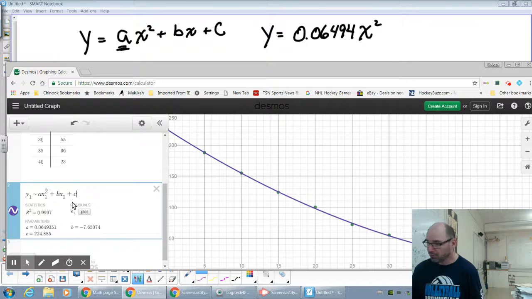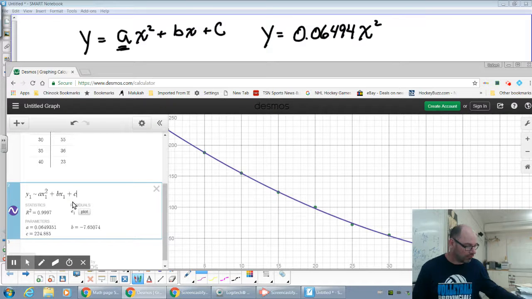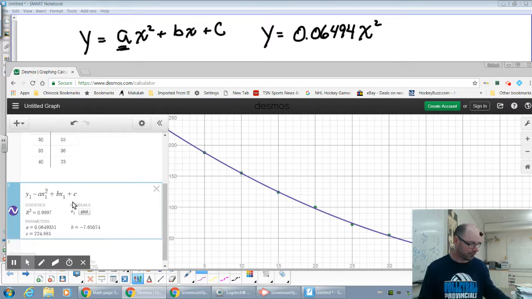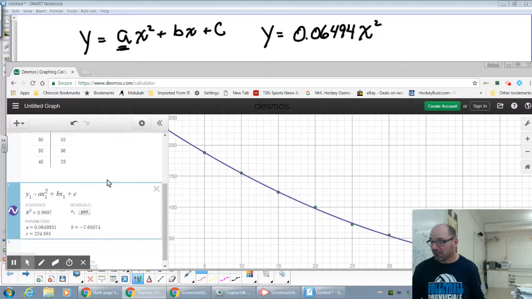What do you need? For the formulas. Oh, that one? It's over here. It's right here. Okay, so the B value, we're going to put negative 7.651. Okay, x.